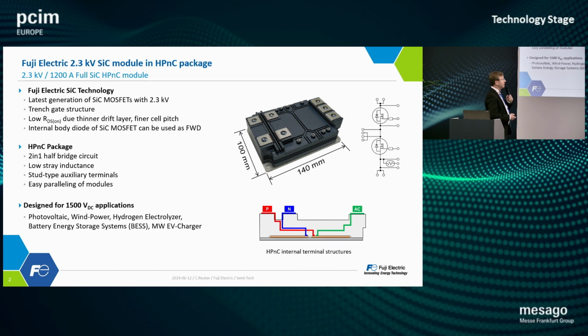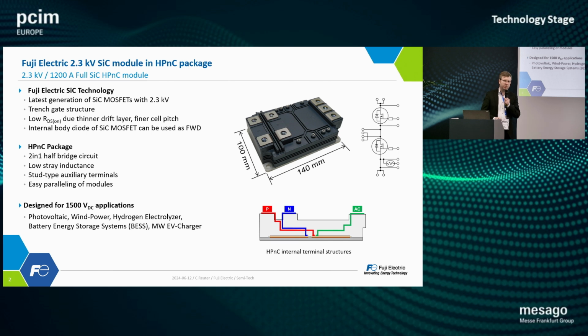The package, as you can see, the HPNC package here, so 2.5 bridge, very low stray inductance, because we have laminated bus bars inside. This helps a lot. Then the auxiliary terminals here, these are the stubs, which is quite easy to mount your driver circuit board. And then also the module from the structure itself, from the connectors, it's very easy to parallel, what you also will see later in the next slides. Then the 1,500 volts is something high demand from the market.